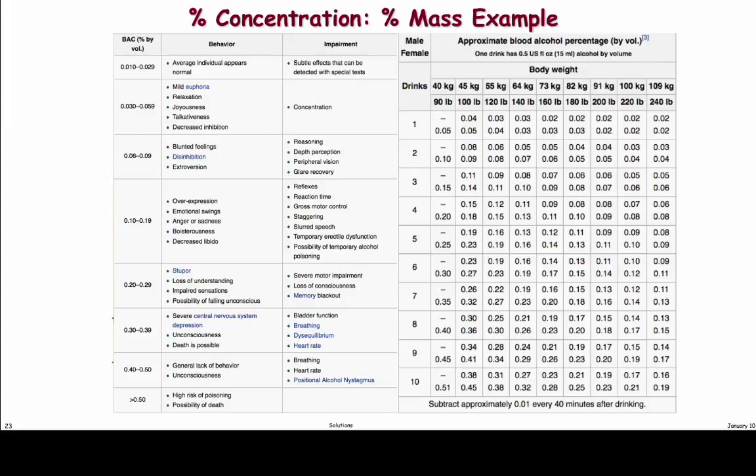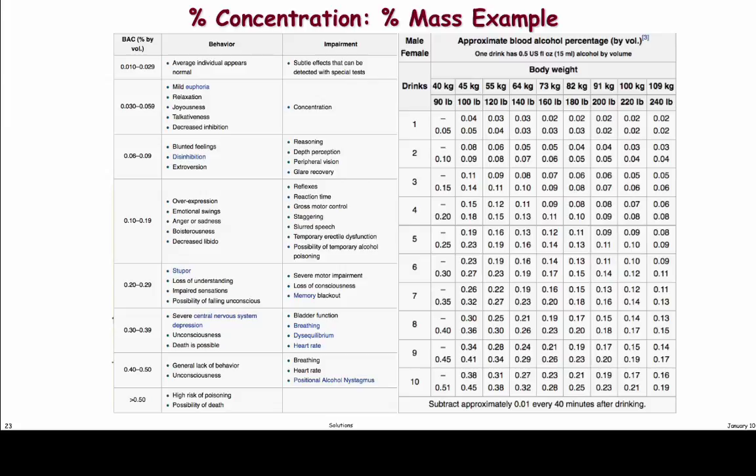And if you want to see how many drinks it takes, this is a chart you could look up. One drink, if you weigh say 120 pounds, then your blood alcohol level is about 0.04. And this is based on the fact that one drink has about 0.5 US fluid ounces, about 15 milliliters of alcohol by volume.